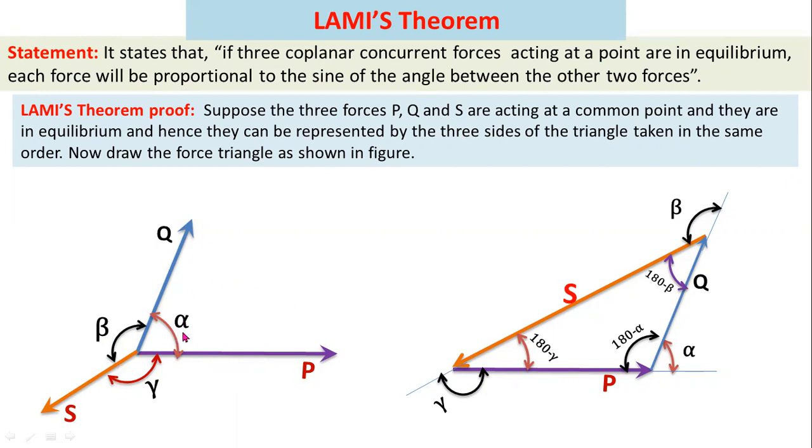So here P, Q, S are the three forces. Alpha is the angle between P and Q forces, and beta is the angle between Q and S forces. Here gamma is the angle between P and S forces. So this is the given diagram. Now for Lami's proof, we need to convert this diagram into a triangle.